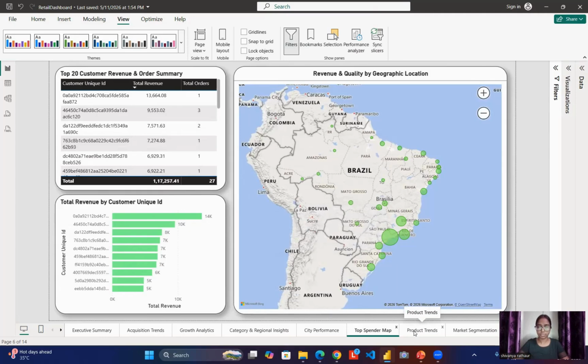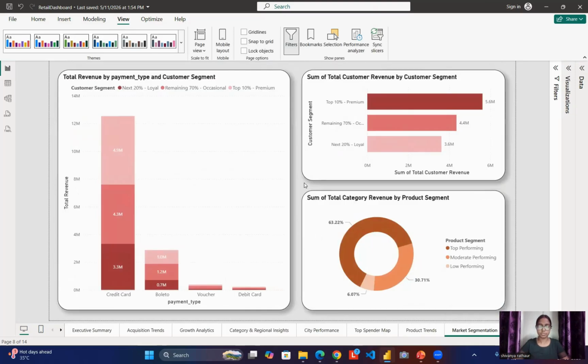Now I move towards the next page, which tells about market segmentation, like the payment method used by the customers. So we have credit card, boleto, voucher, and debit card. And you can definitely see that most of the customers and most of the revenue come from credit card. We can easily see it in this chart. And you can also see most of the revenue comes from the top 10%, which are the premium category customers. This is because most of the customers just buy once.